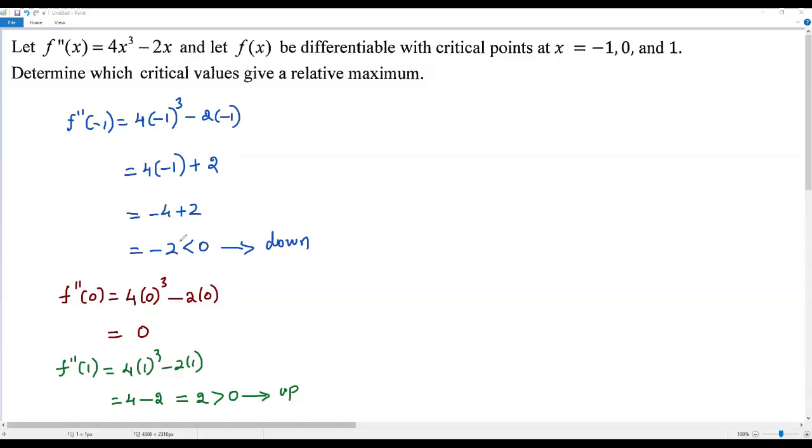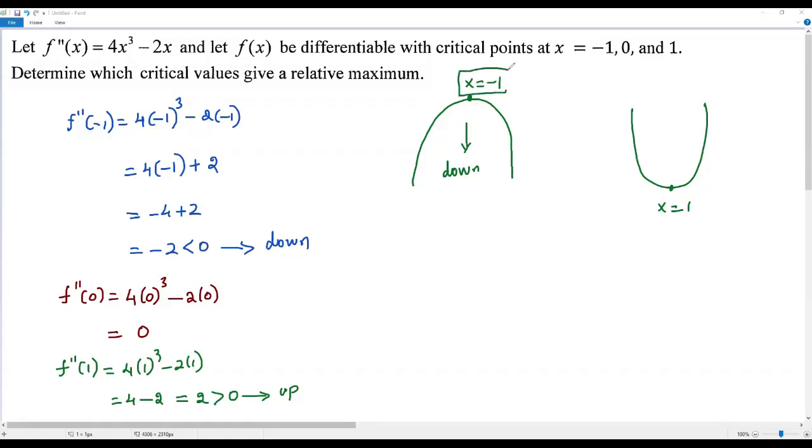Okay, at x equals -1, the graph is concave down. Let me sketch the graph over here. So here the graph is concave down. So we get the concave down graph at x equals -1. At x equals 1, the graph of the given function is concave up. Let me sketch over here. Here x equals 1. So this is a relative maximum and this is a relative minimum. So we get a relative maximum at the critical value x equals -1.